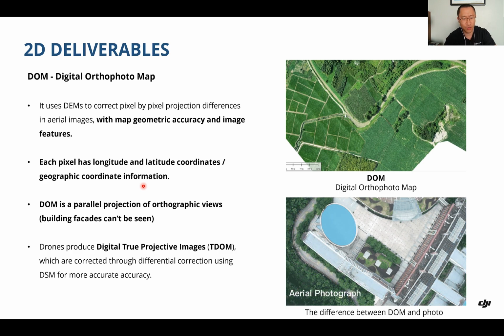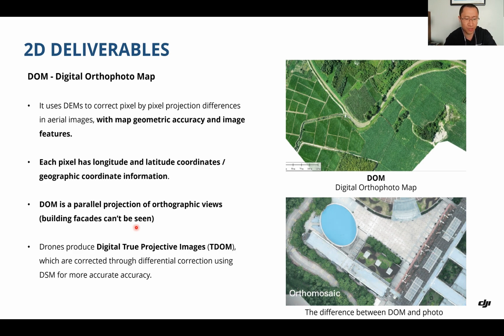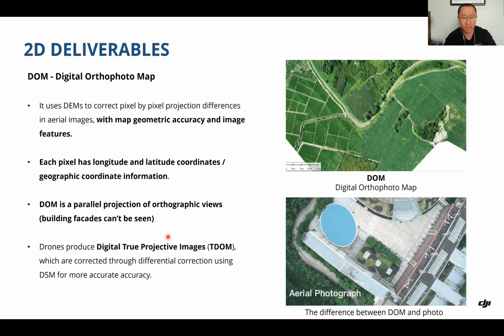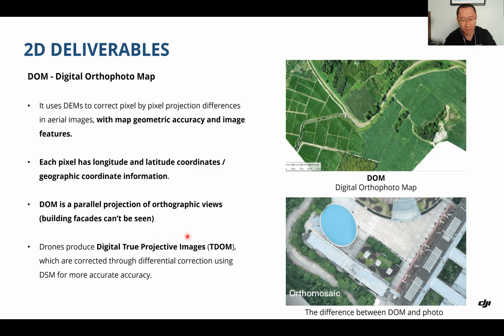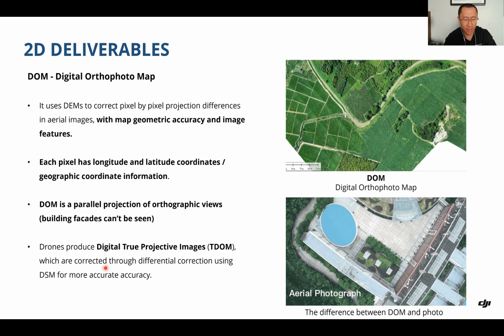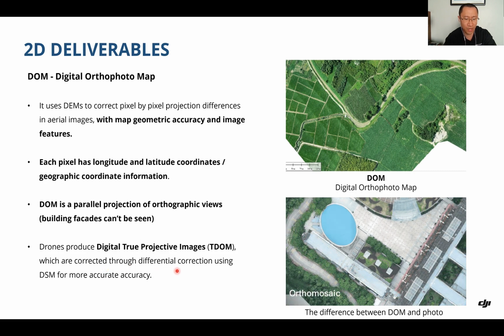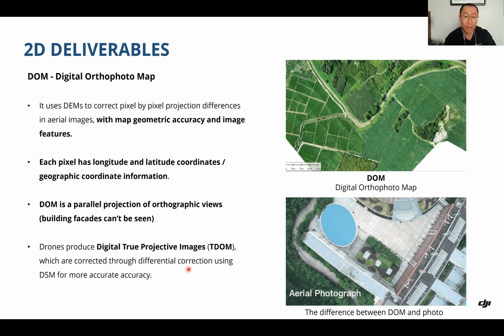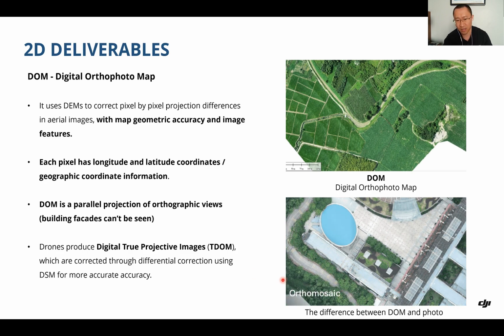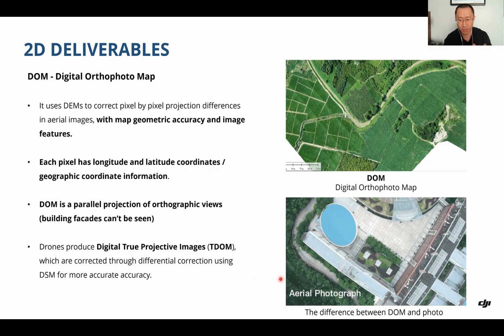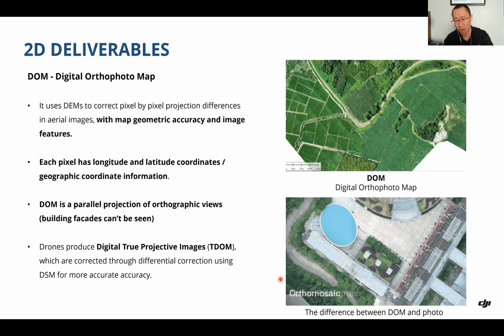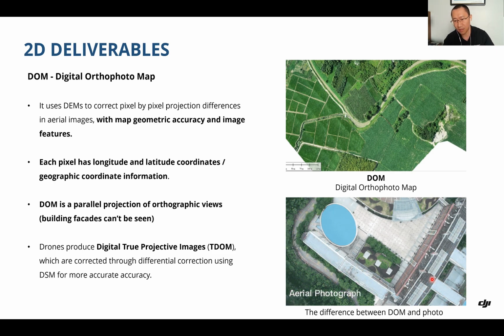And with drone, we could also produce the digital true orthophoto. We call it TDOM, which is corrected through differential correction using the DSM for more accuracy. I have attached a live photo to show the difference between the DOM and the original photo. You can see that in the original photo, the building facades can be seen, but in the DOM, it will totally be a vertical view and we cannot see the facades.